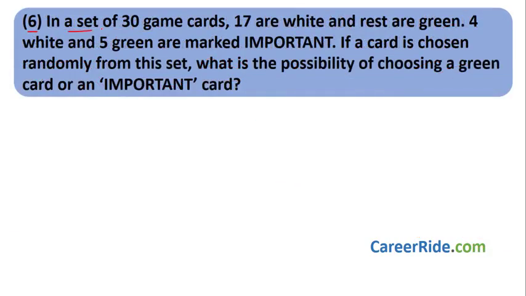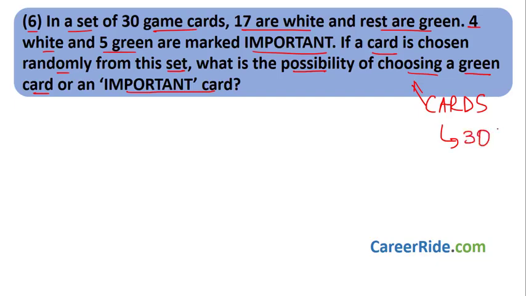Question number 6. In a set of 30 game cards, 17 are white and the rest are green. 4 white and 5 green are marked important. If a card is chosen randomly from this set, what is the probability of choosing a green card or an important card? Now this is based on cards, but these are not our normal cards. These are game cards which have a total of 30. There are 30 game cards in the set, so total possibilities are 30.